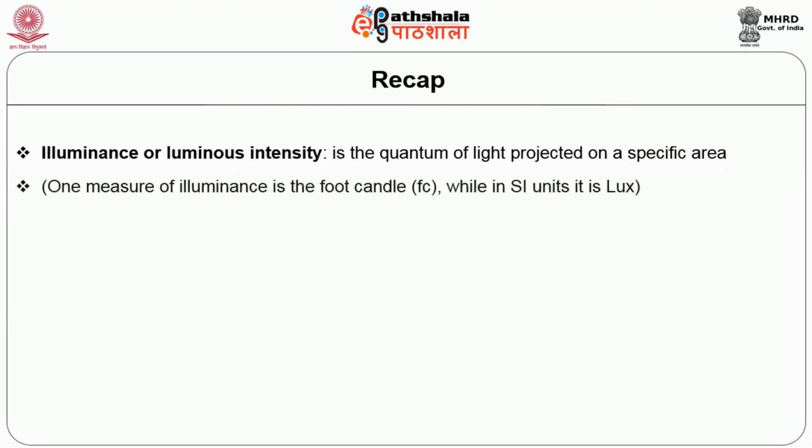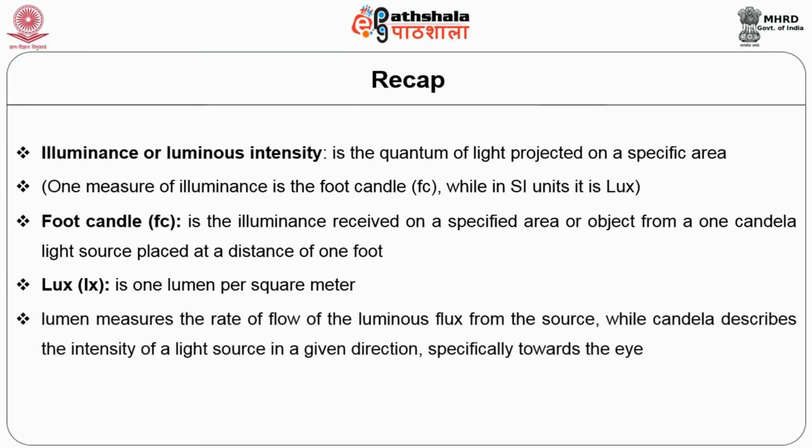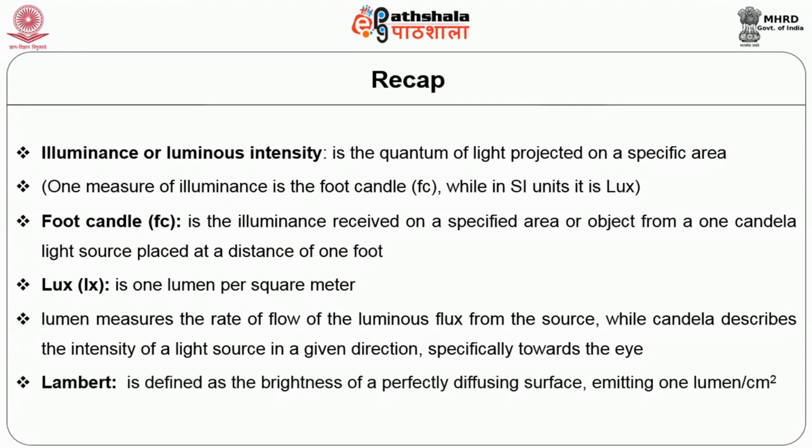One measure of illuminance is the foot candle, while in SI units it is lux. Foot candle is the illuminance received on a specified area or object from a 1 candela light source placed at a distance of 1 foot. Lux is 1 lumen per square meter. Lumen measures the rate of flow of the luminous flux from the source, while candela describes the intensity of a light source in a given direction, specifically towards the eye. Lambert is defined as the brightness of a perfectly diffusing surface emitting 1 lumen per square centimeter.